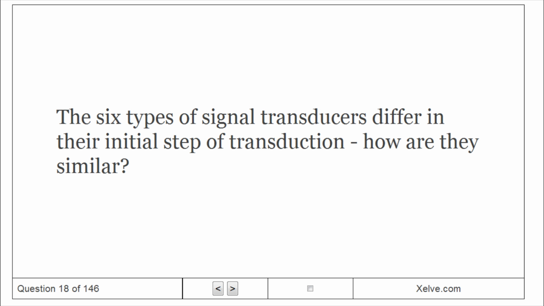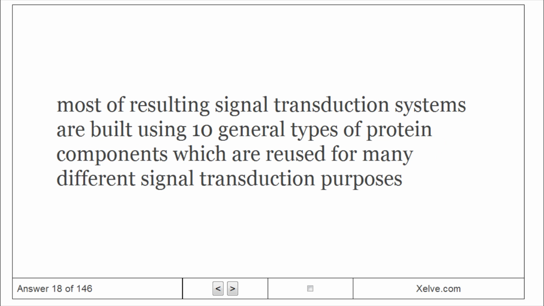The 6 types of signal transducers differ in their initial step of transduction. How are they similar? Most of the resulting signal transduction systems are built using 10 general types of protein components, which are reused for many different signal transduction purposes.